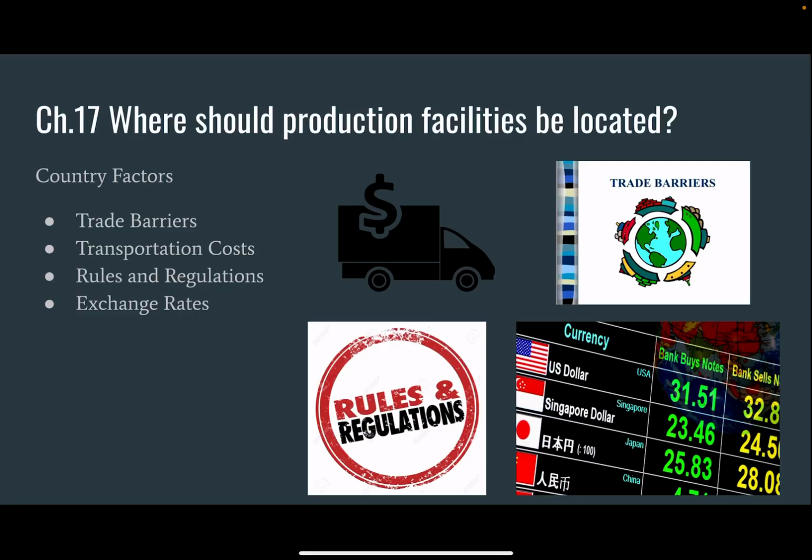So, I will be focusing on Chapter 17. I'll be focusing on the question, where should production facilities be located? Country factors are one of the biggest deciding factors on where businesses should do business and where they should locate.